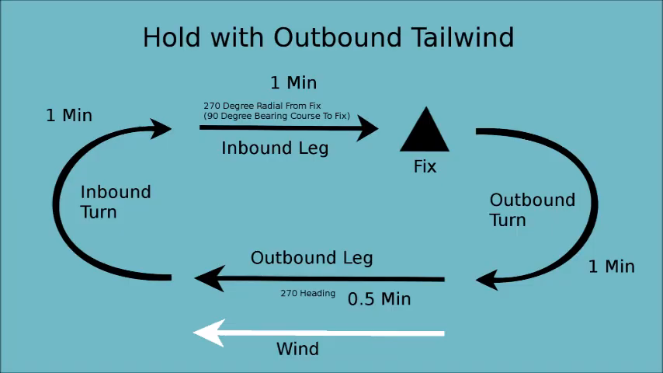In this example, you have a tailwind outbound and a headwind inbound. This will increase the time it takes to fly your inbound leg while making the outbound leg faster. To correct for this, it is the inbound leg that should be flown for 1 minute. The outbound leg needs to be adjusted to compensate. Time yourself on the inbound leg. Then, if that time is under 1 minute, add that difference to the outbound leg. If it is over 1 minute, you are to subtract that difference from the outbound leg.